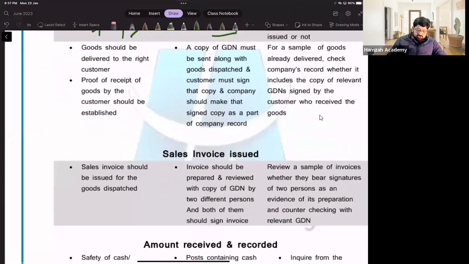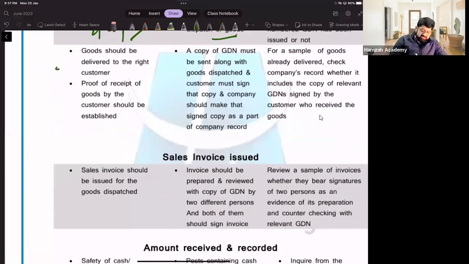Now, the next is goods should be delivered to the right customers. It should not be like that Mr. A has ordered, and it is delivered to Mr. B. Or sometimes it may happen that Mr. A may receive the goods and decline tomorrow that he hasn't received. So proof of receipt should be established.